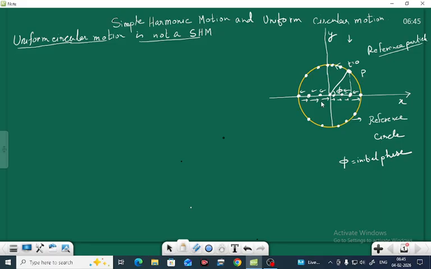So it is executing simple harmonic motion, not the uniform circular motion. So why are we taking this circle? Because we are taking this circle as a reference circle and this particle as a reference particle to find the equations of motion of simple harmonic motion. Now see what we are getting here.